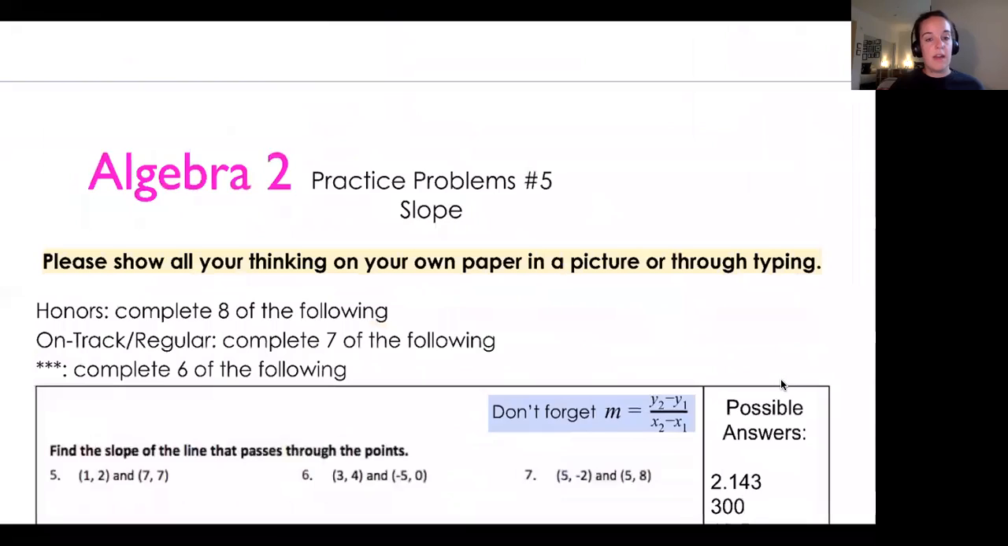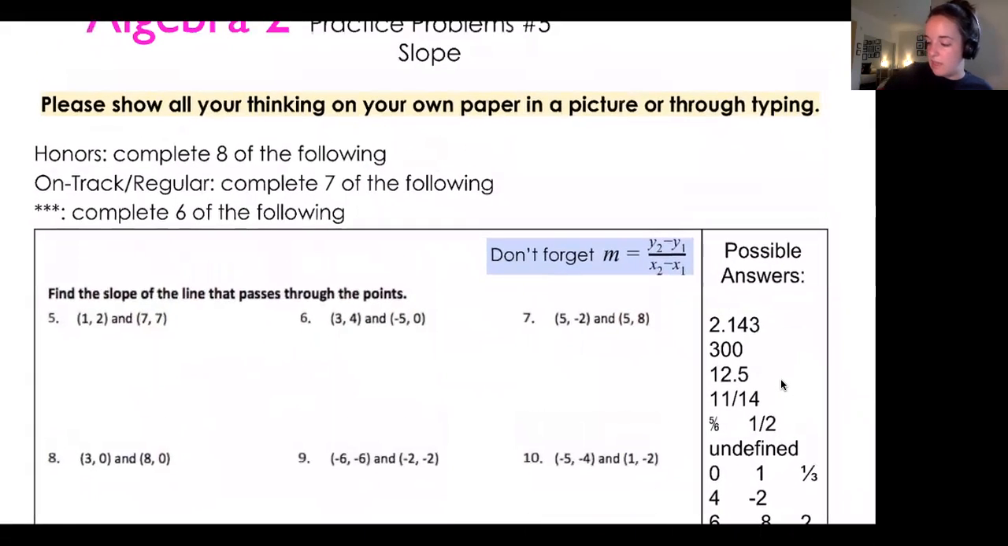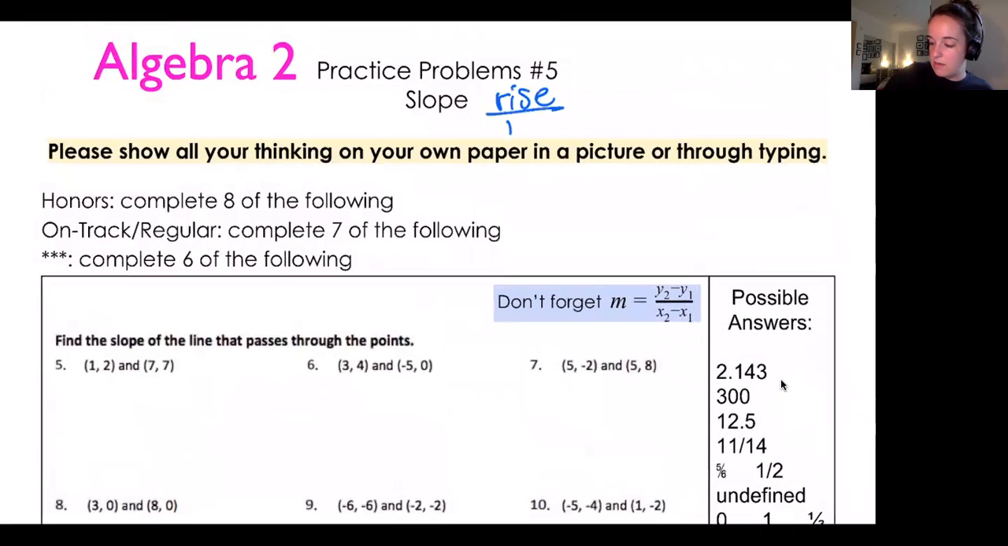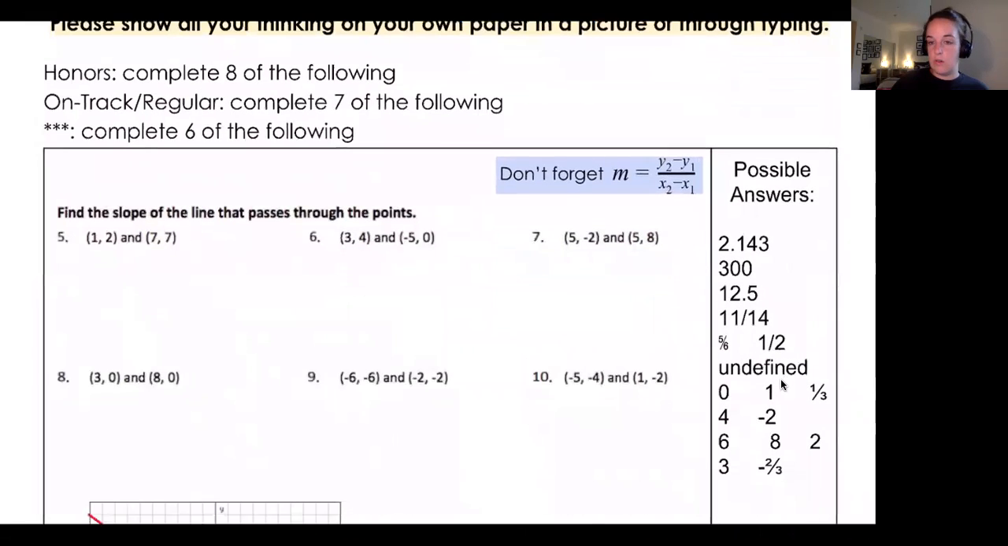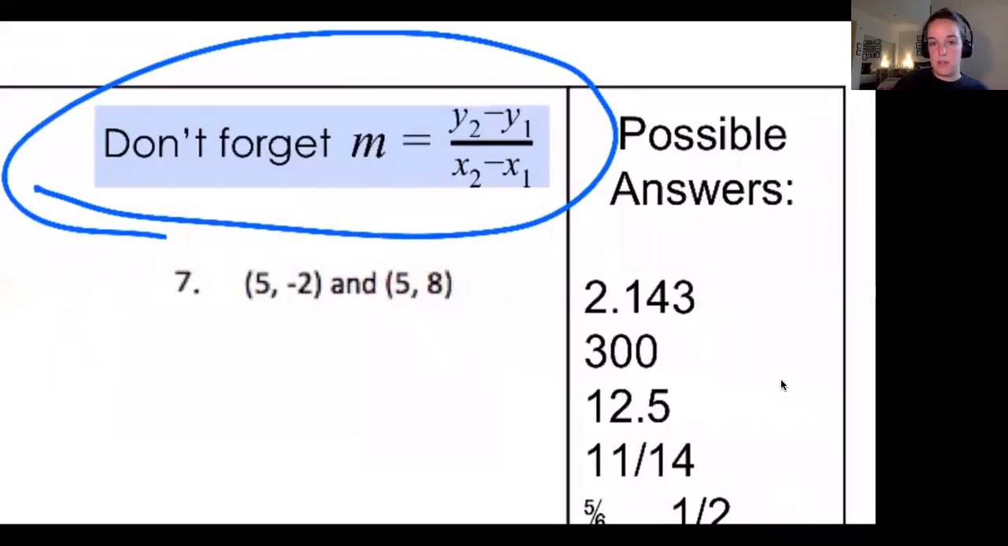All right. Algebra 2, this is number 5, working on slope. So remember that slope is rise over run, which means that we're looking for our y's over our x's. So if I look here, I have my slope formula, y2 minus y1 over x2 minus x1. So I'll go ahead and work with number 7.